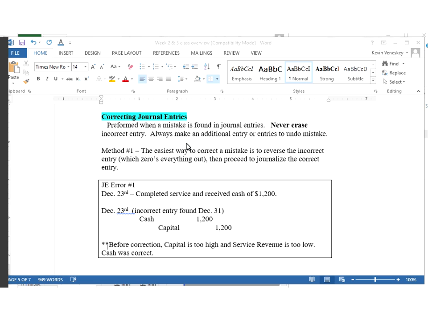So remember, an adjusting entry is something you do at the end of a period, like the end of a quarter or the end of a month. And they're just necessary things that have to be done. A correcting entry is done when there was a mistake.